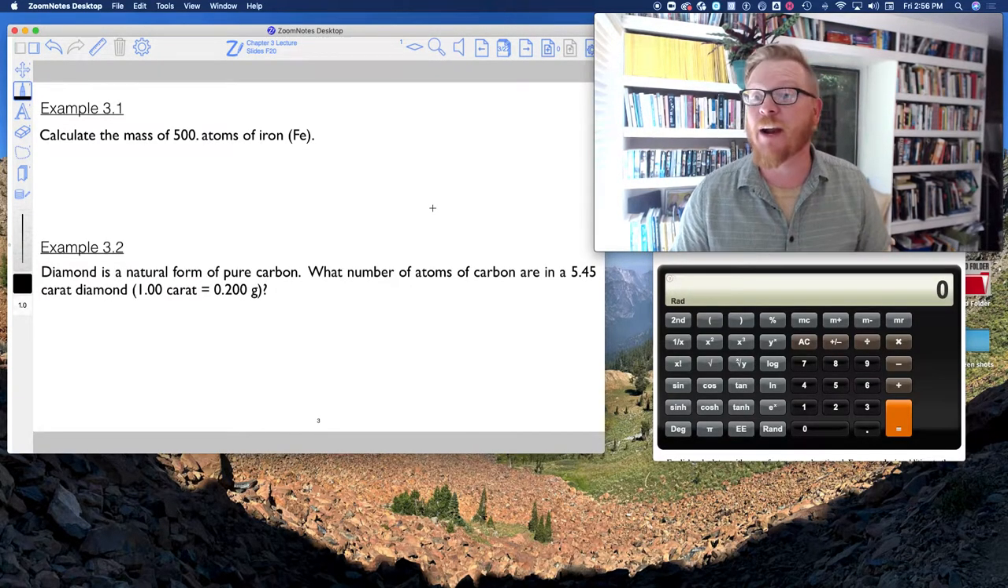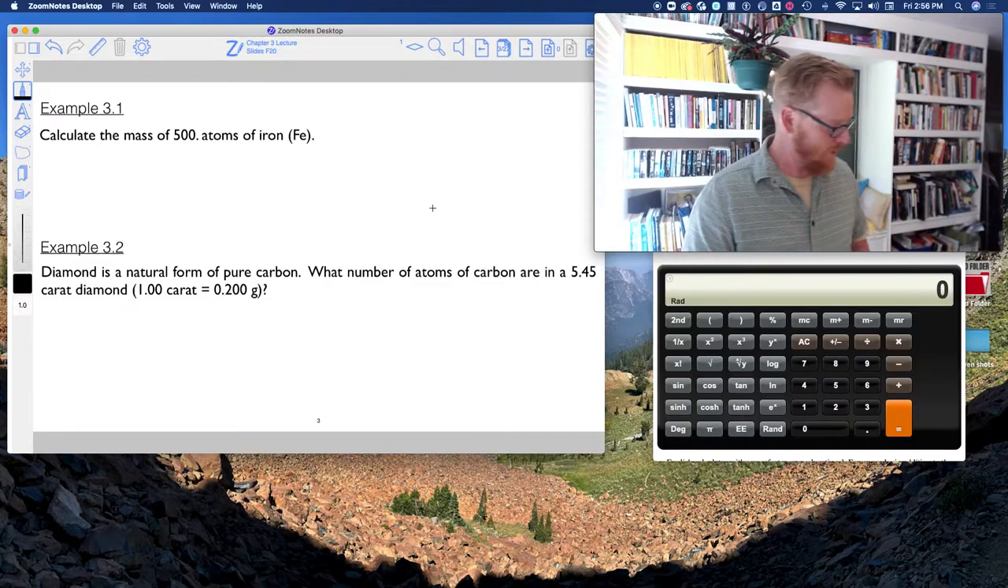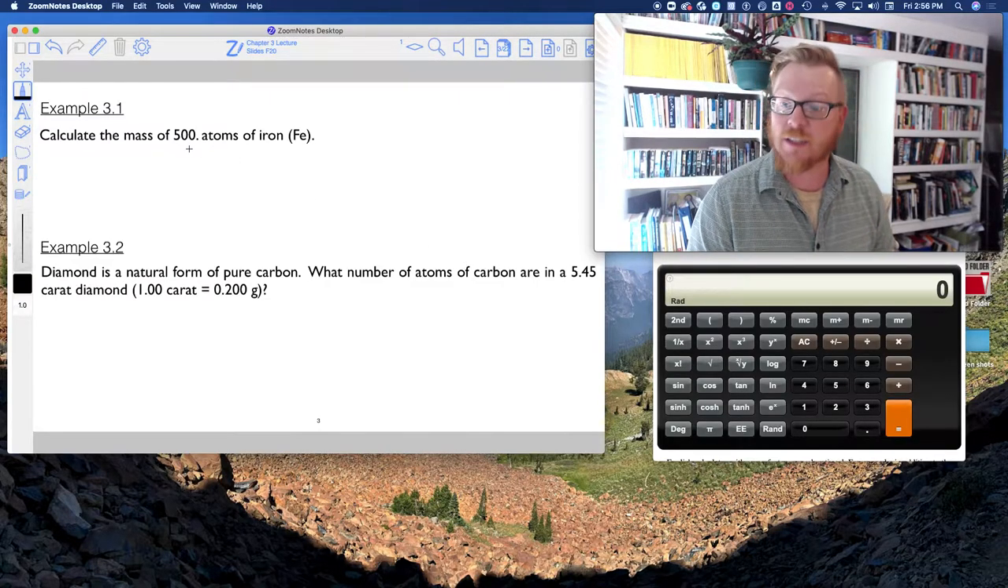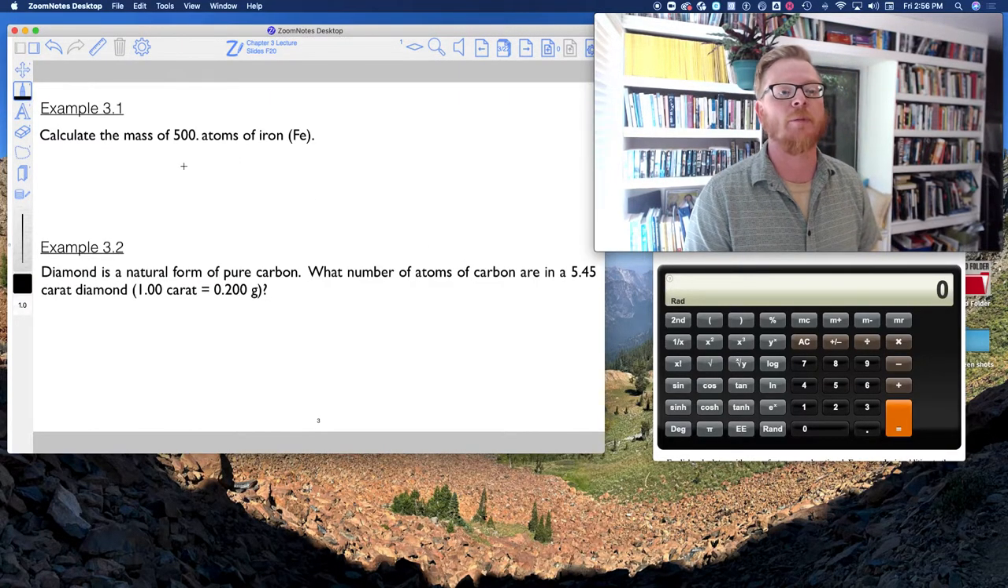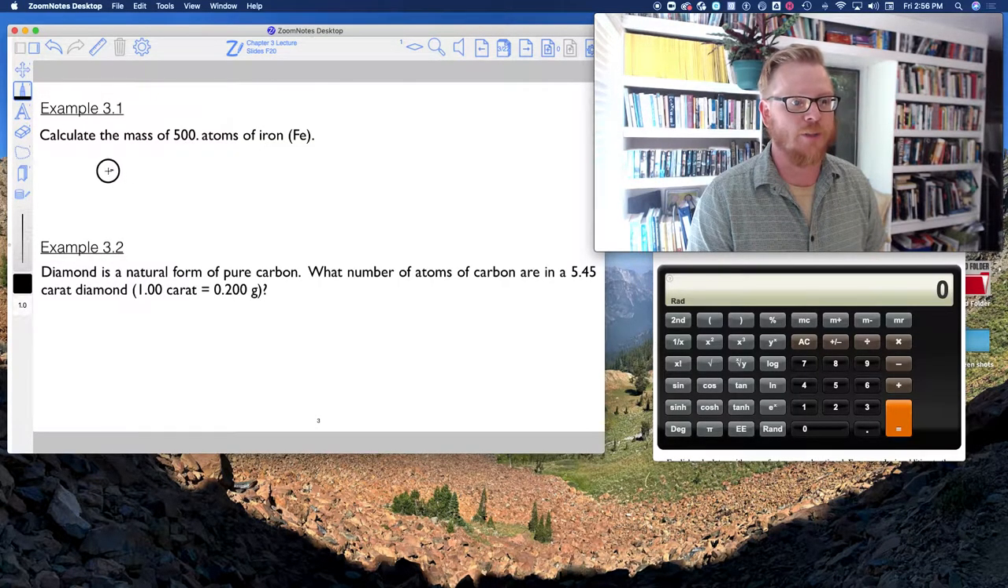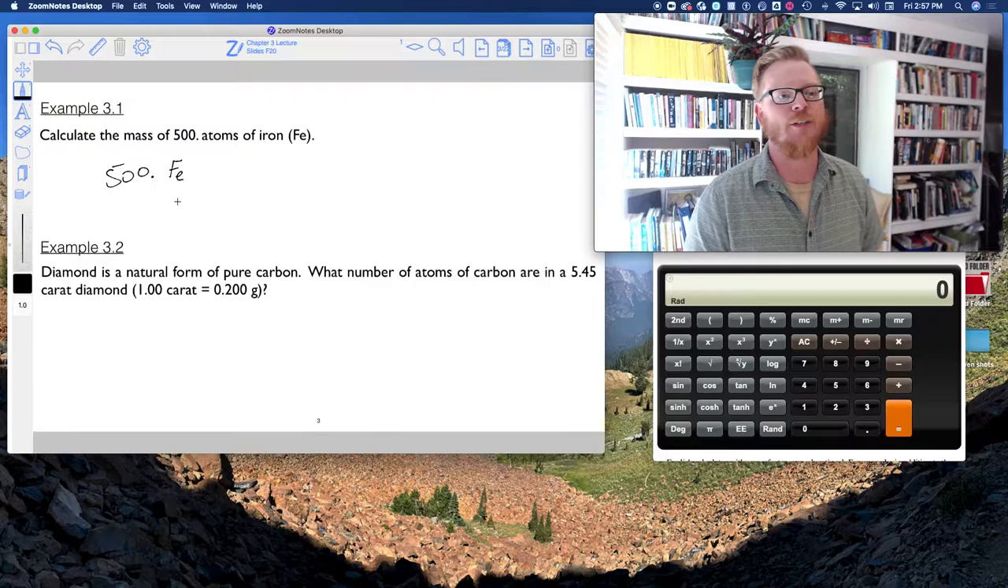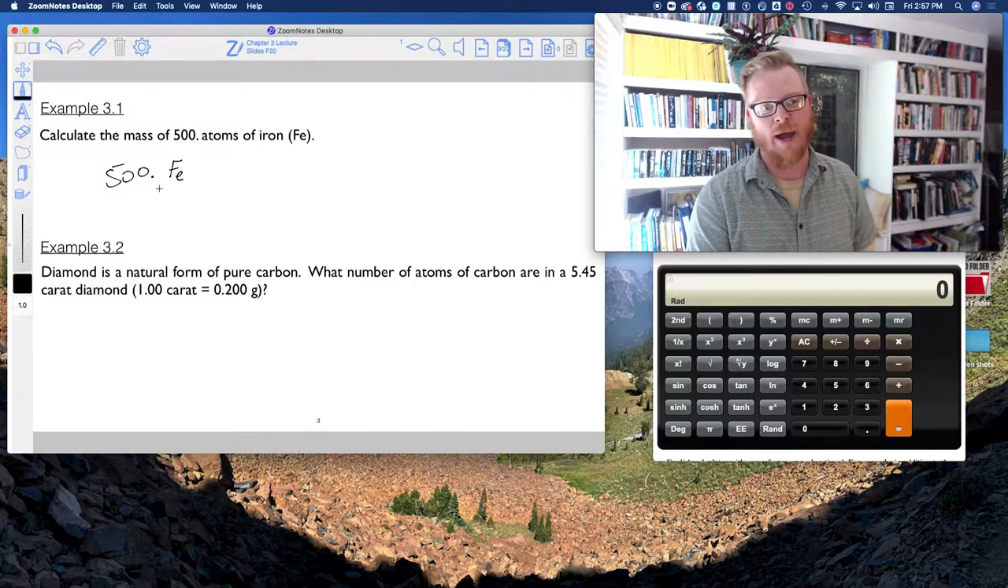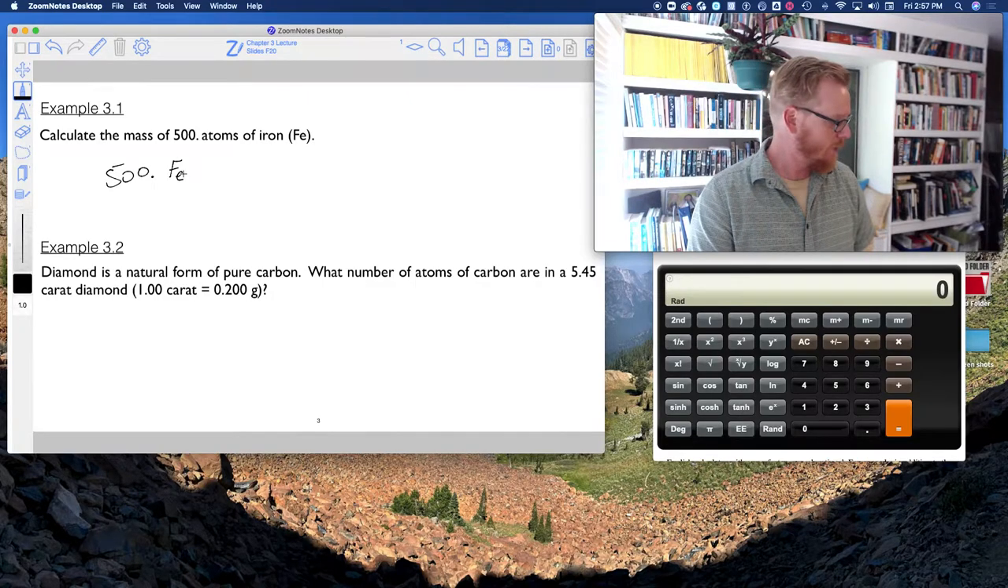So I'm expecting a very tiny mass. All right, so just like we do in these dimensional analysis problems, start with the number you're given first. So I'm gonna start with 500 point, and I like to write 500 Fe to remind myself, and that to me is my symbol for number of atoms. So I have 500 iron atoms. And point, because 1, 2, 3 sig figs.